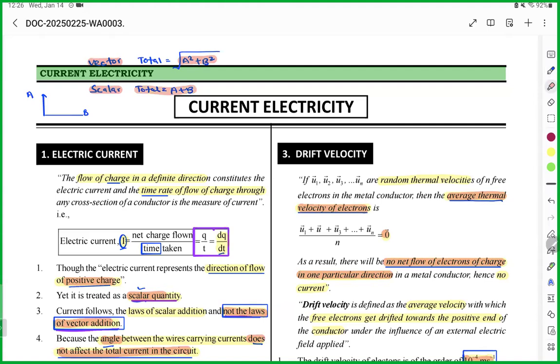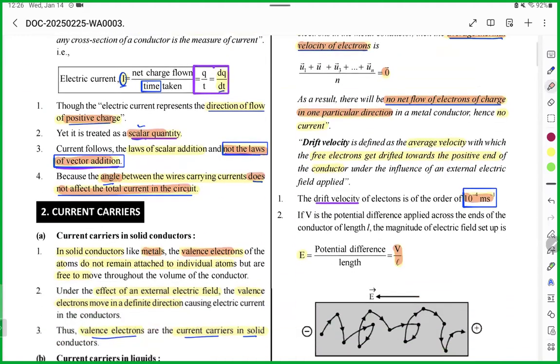For example, potential and work done are scalar quantities. You simply add them. Kinetic energy, potential energy, you simply add them. But when you take a vector quantity like electric field, you consider the direction. Any doubt? Next, because current is not a vector, the angle between the two wires does not matter at all. Whatever angle you take, the same thing happens in the case of potential also. It doesn't matter what angle you take, because it is a scalar quantity, it won't be affected.